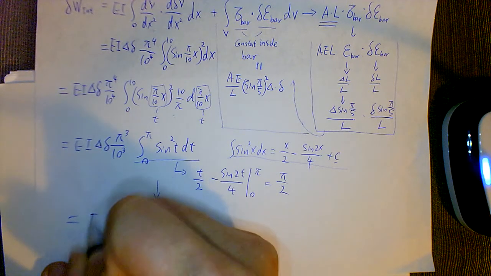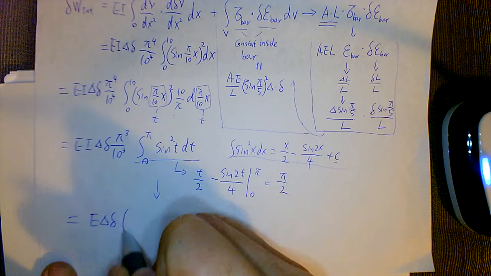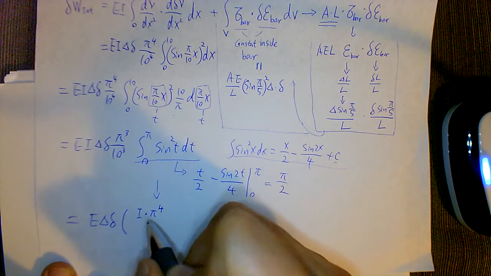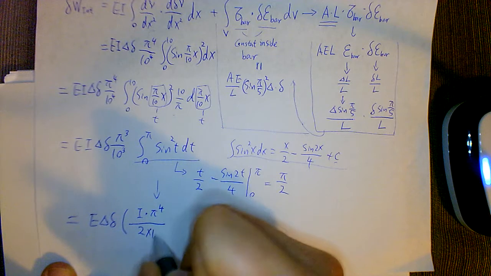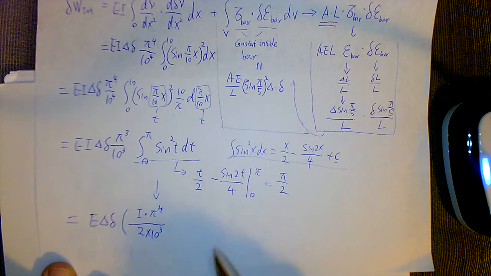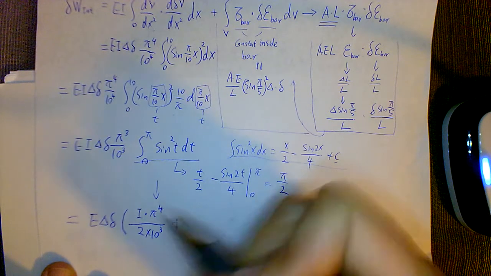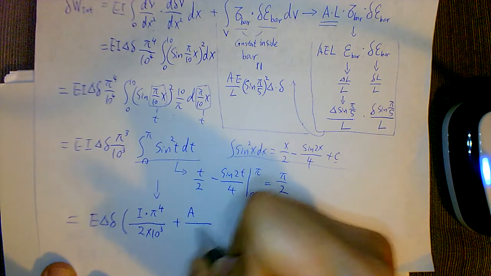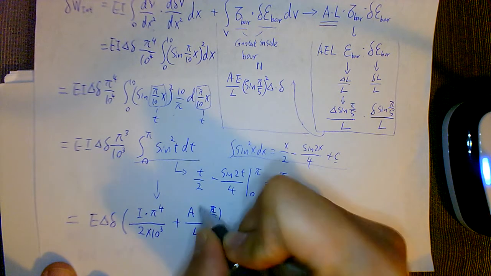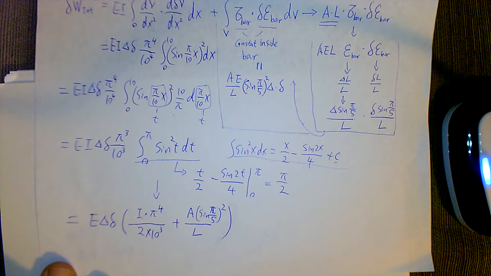So you get E delta delta, you can take that out, and what you end up with is I times pi to the 4th, and then 2 times 10 to the 3rd. That's actually this chunk, the internal work for the beams. Then plus whatever is coming out from here, which is A divided by L times sine pi over 5 squared. That's it. That's your internal virtual work.